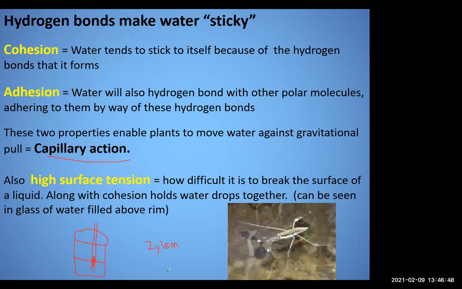You know how heavy water can be, right? And if you've ever lugged around a gallon or a couple of gallons of water, you know how heavy it is. They could just pull that up against gravity without any pumps or hearts or anything. And it's all because of capillary action, which is pretty amazing. If it wasn't for that, we wouldn't have any taller plants. So that's because of the adhesion of it sticking to the sides of the xylem, and then the cohesion of the water molecules sticking to each other.